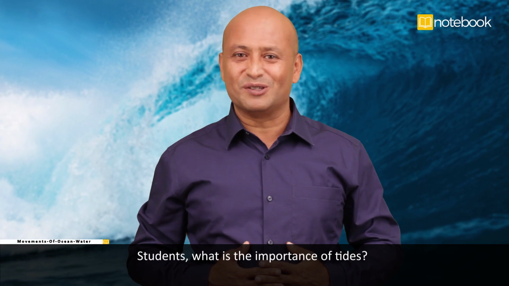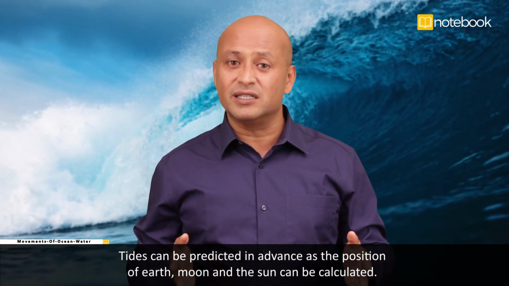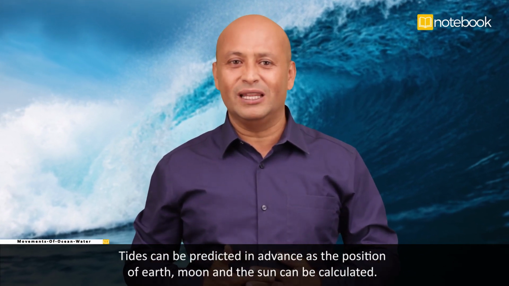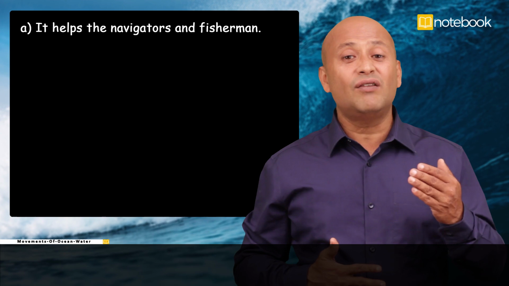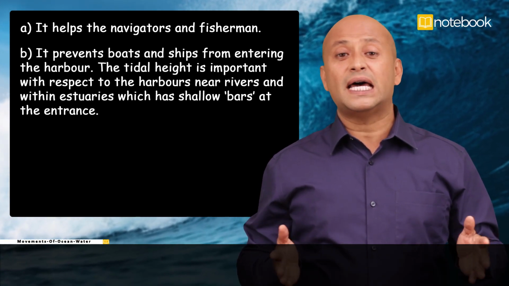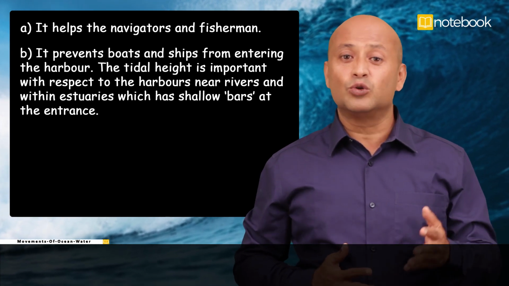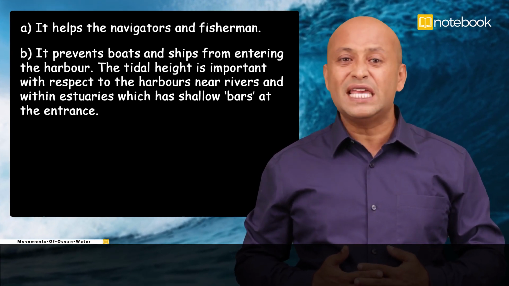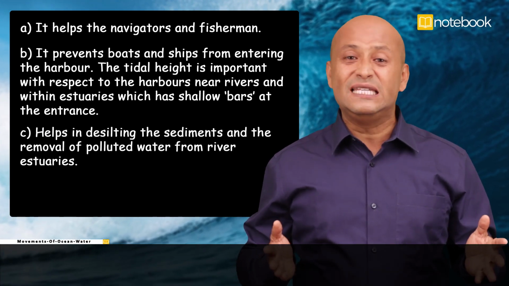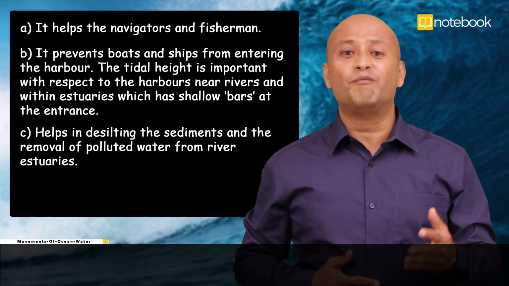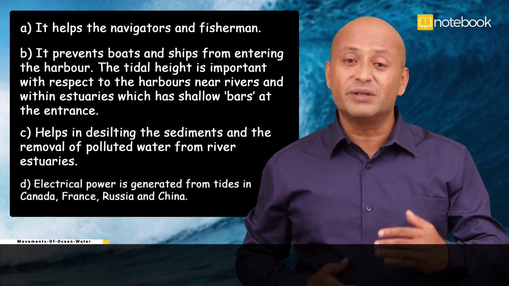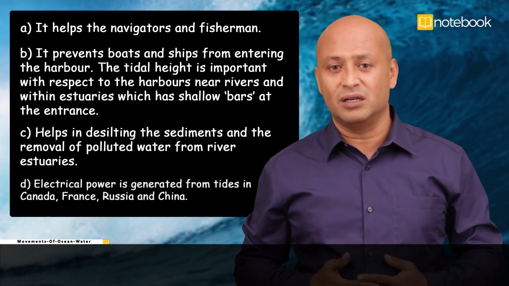Students, what is the importance of tides? Tides can be predicted in advance as the position of Earth, Moon, and the Sun can be calculated. It helps the navigators and fishermen. It prevents boats and ships from entering the harbor at low tide. The tidal height is important with respect to the harbors near rivers and within estuaries, which have shallow bars at the entrance. It helps in desilting the sediments and the removal of polluted water from river estuaries. Electrical power is generated from tides in Canada, France, Russia, and China.